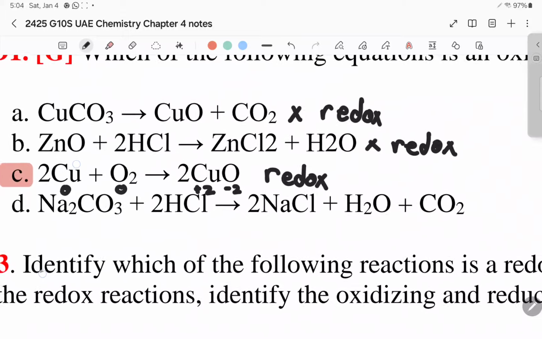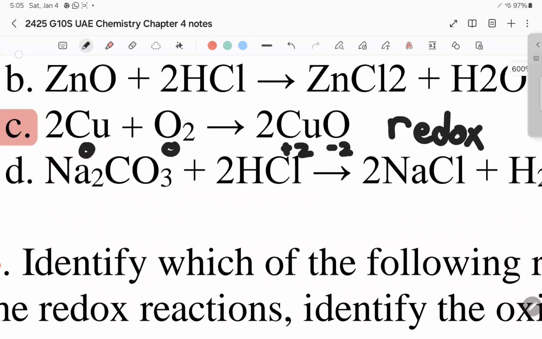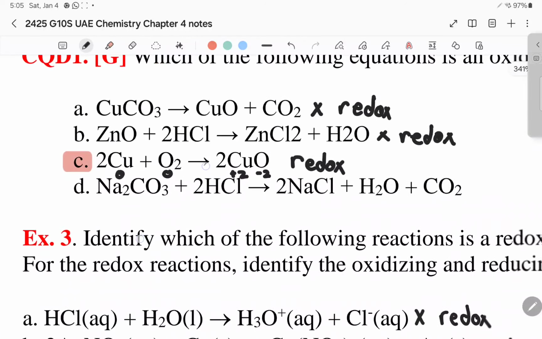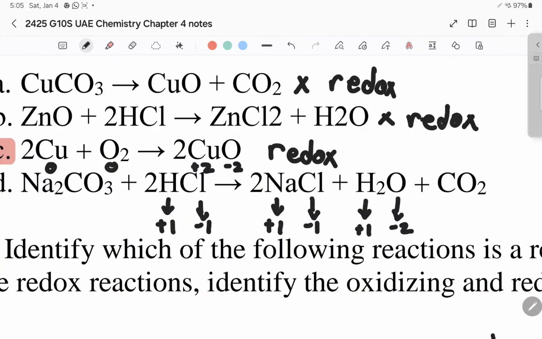Now for part D, you also have to do the same thing with the oxidation numbers. Let's start. HCl, I'm going to leave this one till the end, is +1. Cl is -1. NaCl, +1, -1. H, +1. This is -2. C, this here is -2 multiplied by 2, -4, so this will be 4.